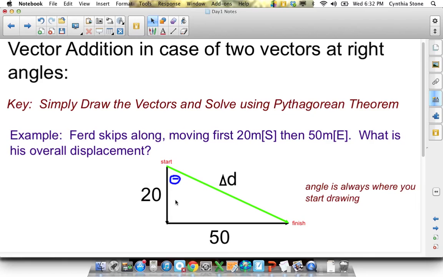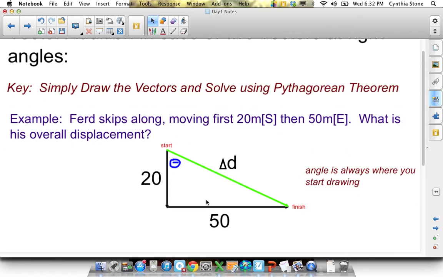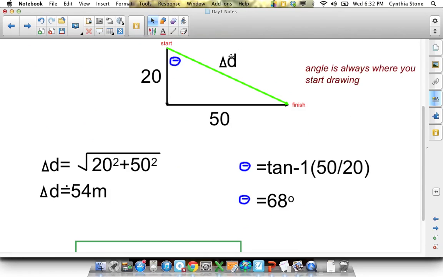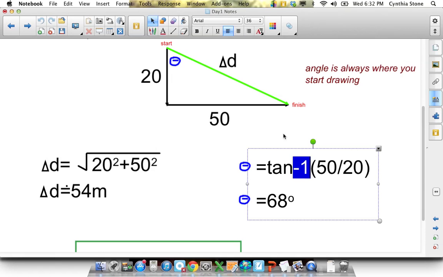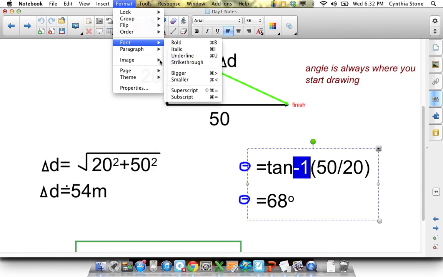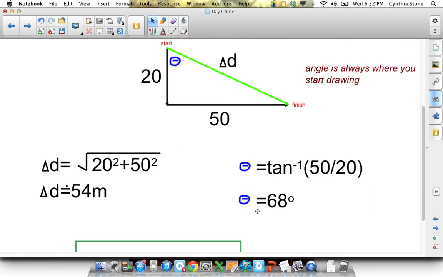Okay, so we want to solve then for his displacement. Well, this is a right angle triangle, so it's just Pythagorean theorem. You find the magnitude of delta D is 54 meters. Find the angle using inverse tan, and you find that it's 68 degrees.